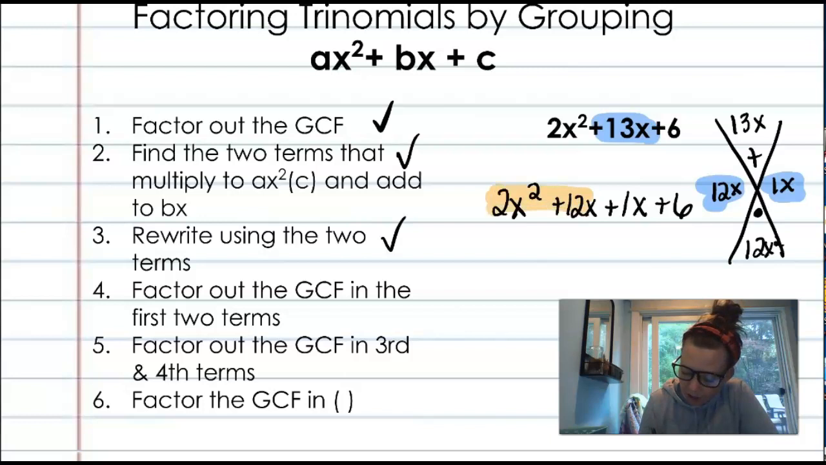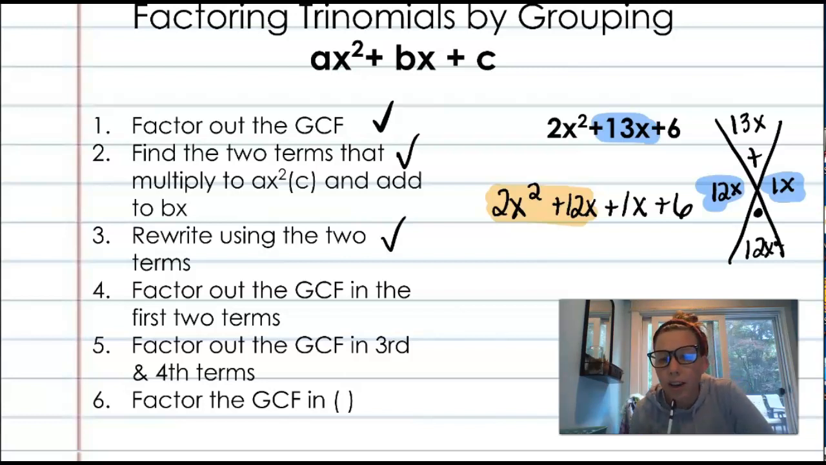So what you're going to do is you're going to kind of break this up into two separate problems. And in the first part, we're going to factor out the GCF of the first two terms. So I'm going to look just at 2x squared and 12x. And if you think about this in the area model, this was actually when we pulled up the GCF. So it's the same kind of thing.